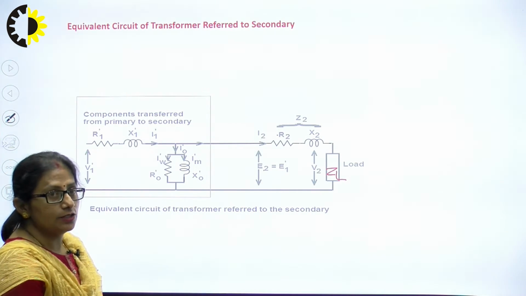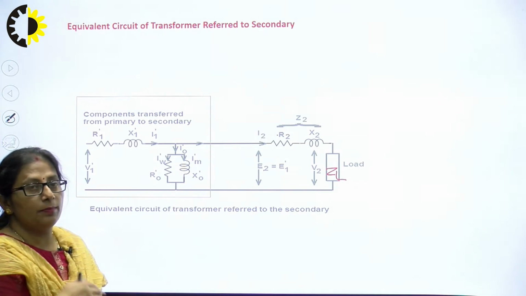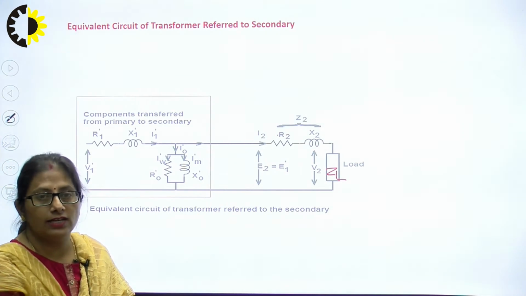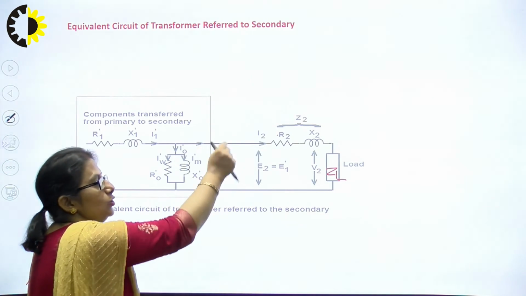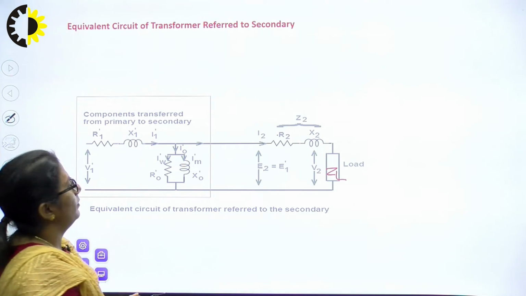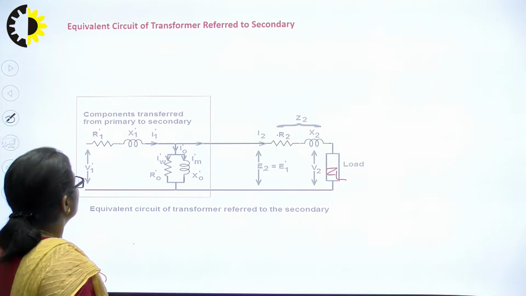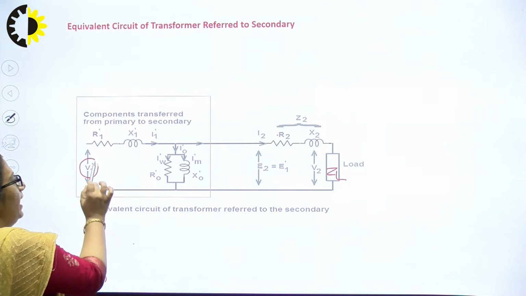So, what is the change? We are now referring the primary circuit towards the secondary. That means the parameters of the primary circuit are going to change. There will not be any mutual coupling between the two, so we will not have two windings coupled by a common magnetic core.